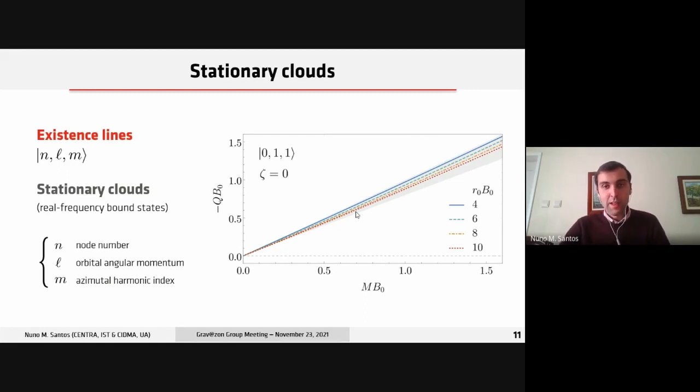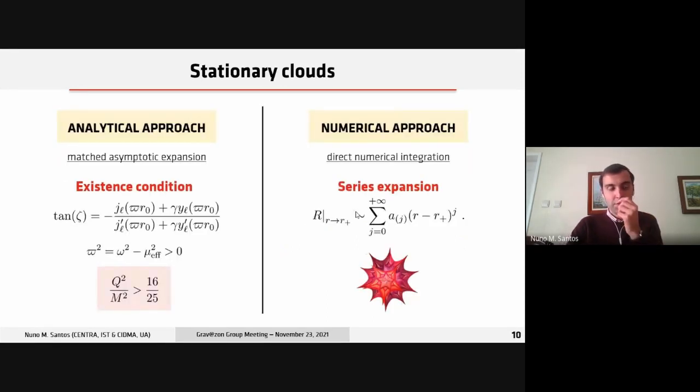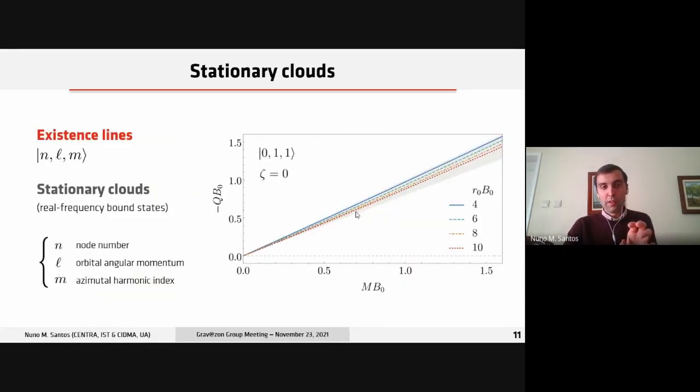So here's the two-dimensional parameter space of these black holes. They are characterized by the mass on the horizontal axis and the charge on the vertical axis. Okay, they are both normalized to the magnetic field strength. And the stationary clouds live precisely in that gray region, right? That gray region corresponds to the previous condition on the left in the red box, right? So stationary clouds can only appear in that gray region.